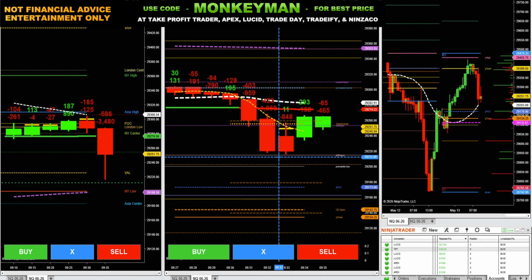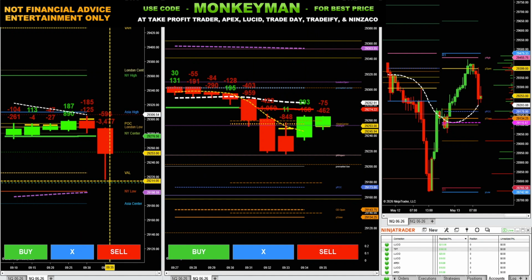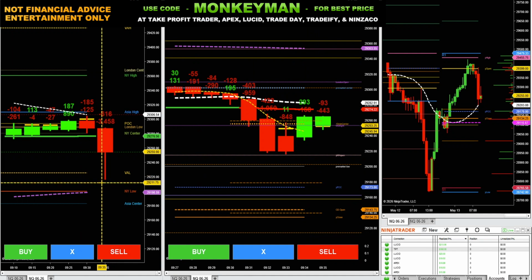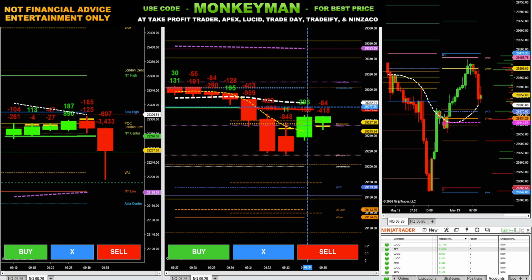Got a nice little drop down right down to yesterday's New York open. This is from the key levels indicator. We also came down close to the 3-day VWAP from the extra levels indicator. Getting a little bit of a bounce up here.